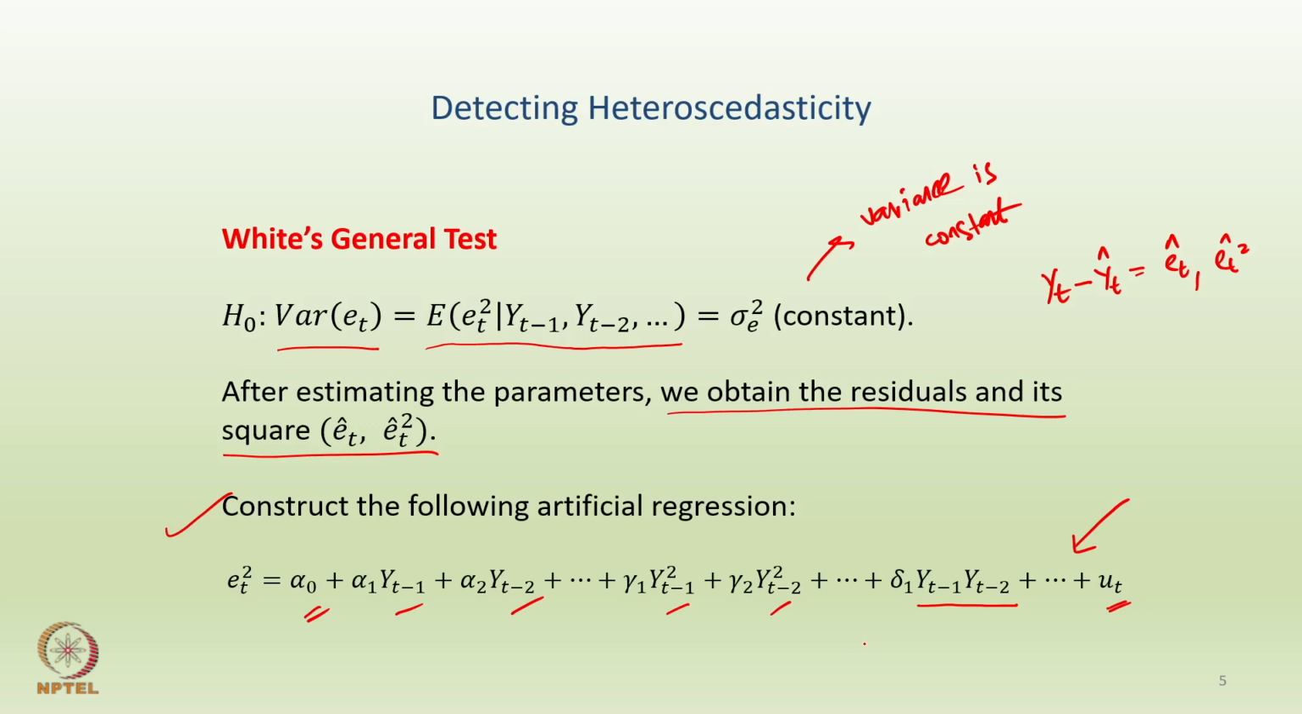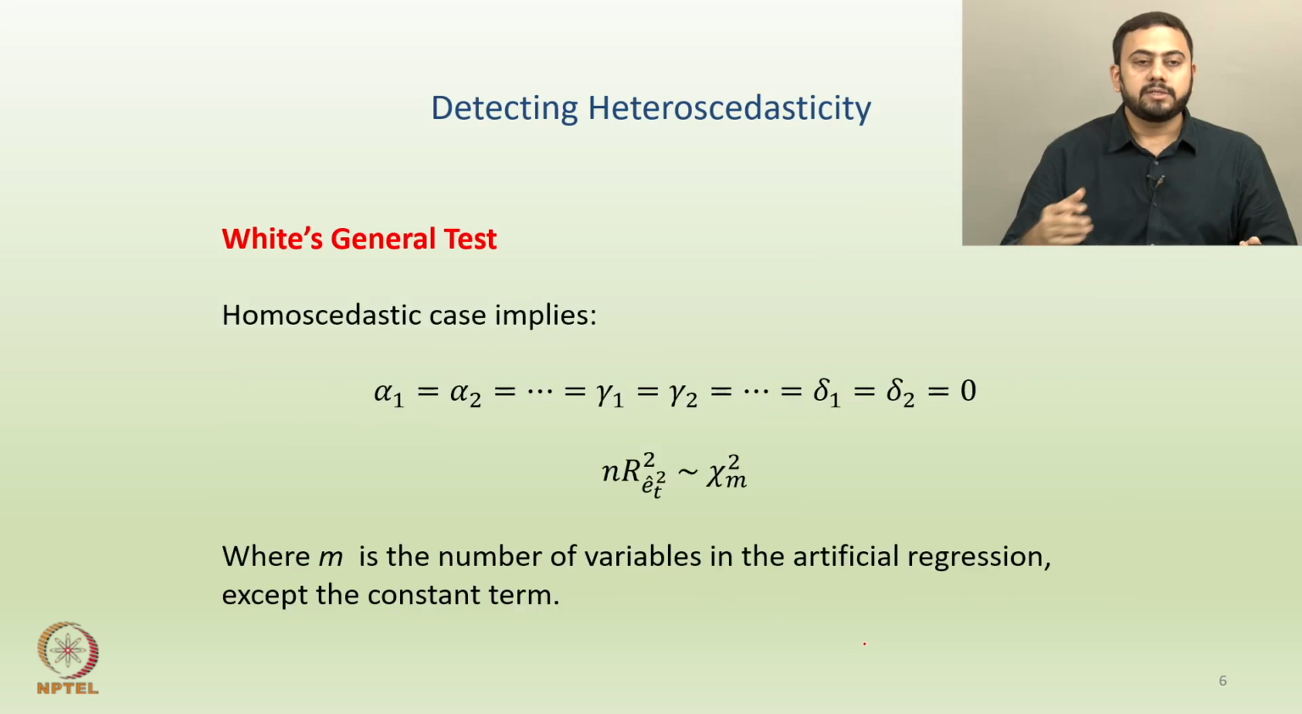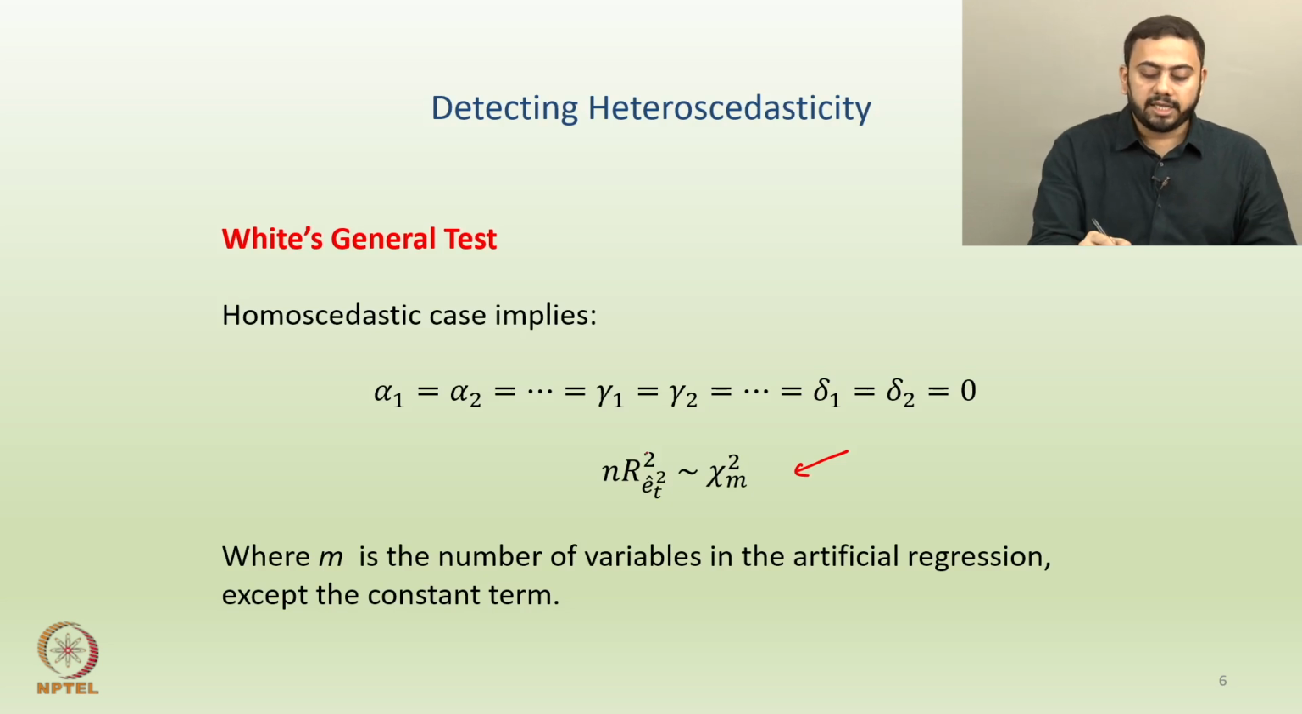So, my ET square term is independent of time and hence stationary. Under a homoscedastic case, all these intermediate coefficients should be equal to 0, which boils down to this particular test statistic. You look at n into R square of ET hat square. Now, by the way, what exactly is R square?